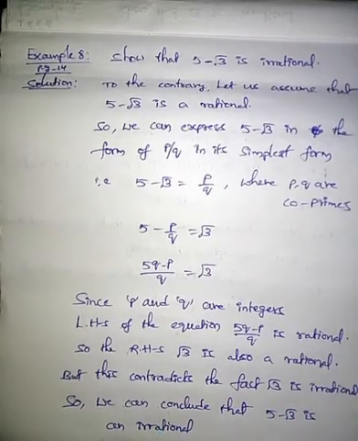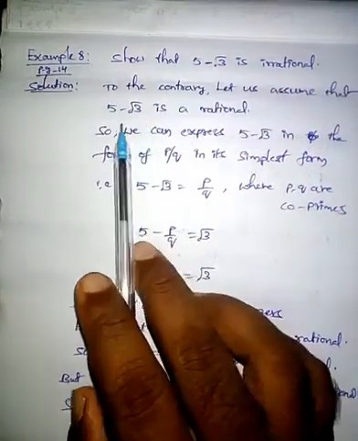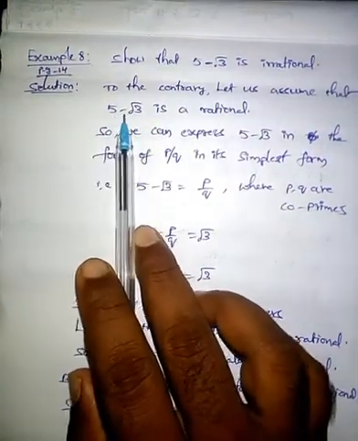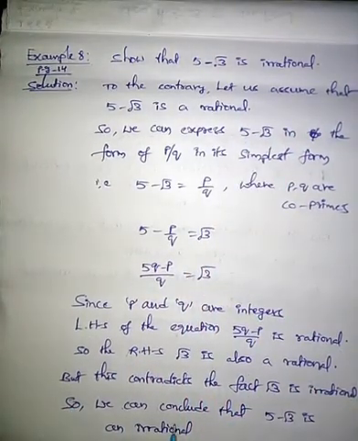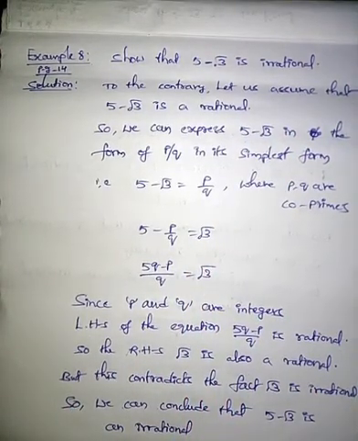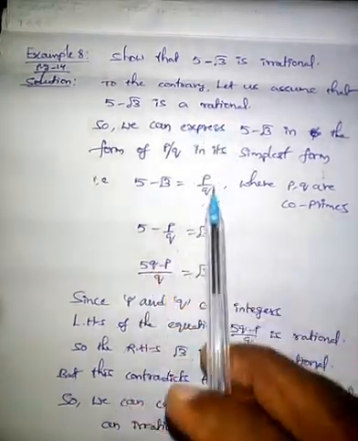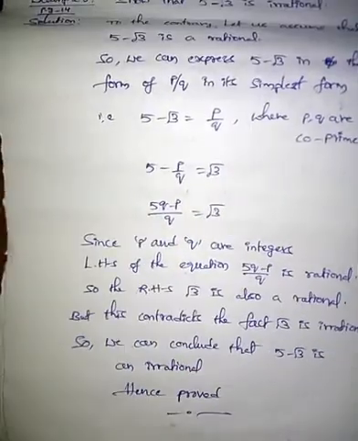So our assumption that we assumed at first, that 5 minus root 3 is rational, was wrong. So we conclude that 5 minus root 3 is an irrational number. It is not a rational number. Hence proved.